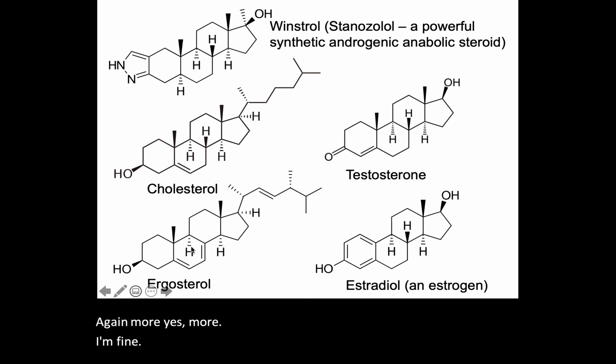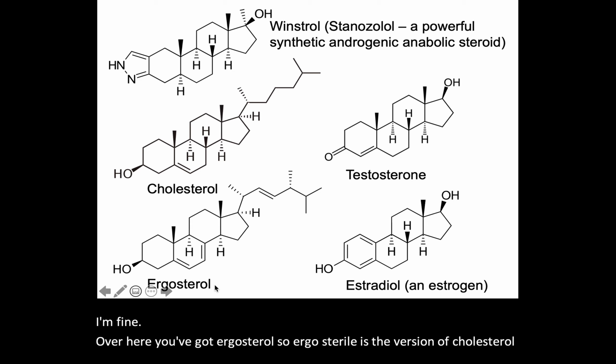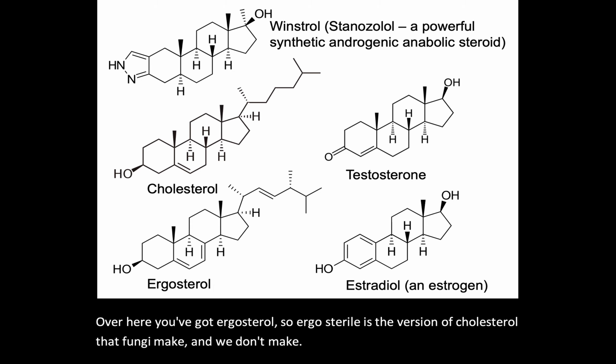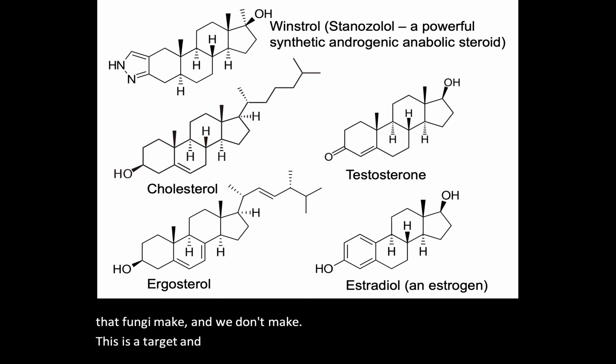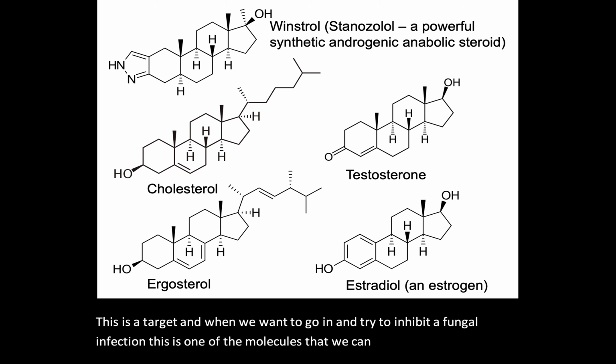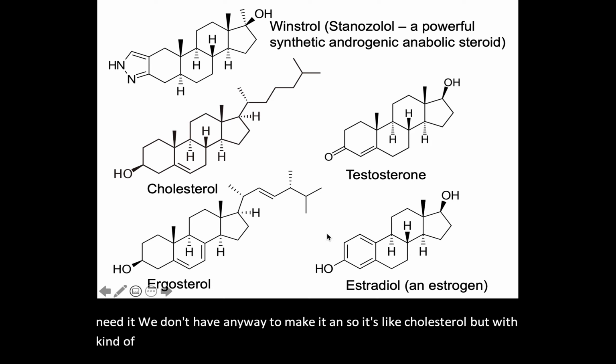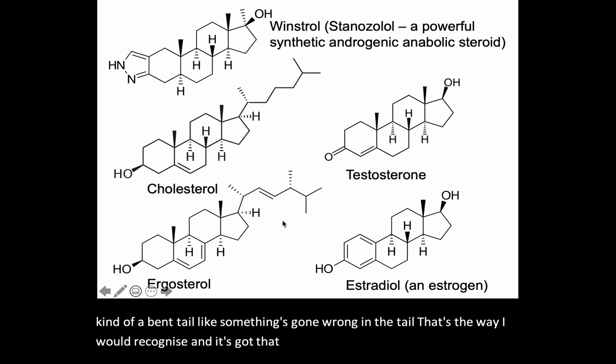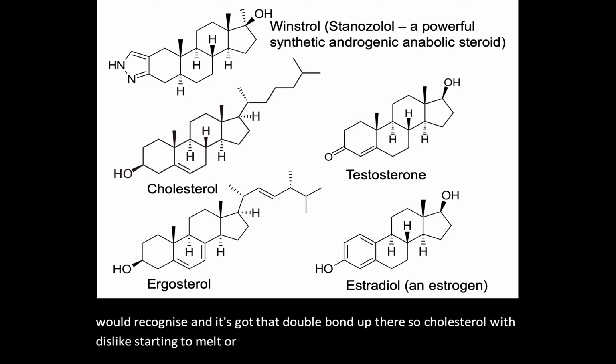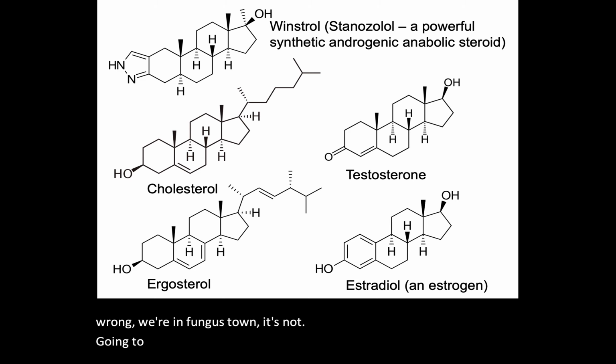Fine. Over here, you've got ergosterol. So, ergosterol is the version of cholesterol that fungi make and we don't make. This is a target, and when we want to go in and try to inhibit a fungal infection, this is one of the molecules that we can target because we don't need it. We don't have any way to make it. And so it's like cholesterol, but with kind of a bent tail, like something's gone wrong in the tail. That's the way I would recognize it. And it's got that double bond up there. So, cholesterol with, it's like starting to melt or something. That's ergosterol. You know something's wrong. You know we're in fungus town. It's not going to be an animal like us.